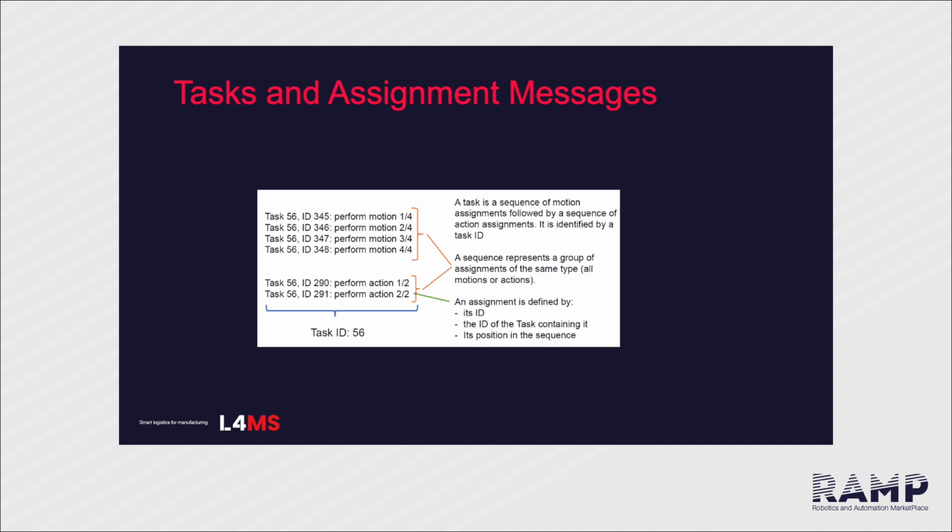So, how would a task look like? Each task is identified by a number, and it is actually a sequence of motion assignments followed by a sequence of action assignments. For example, here we have task 56, performing 4 motions, maybe like turning, moving forwards, etc., followed by 2 actions that can be lifting, for example. All the assignments are defined by an assignment ID, as seen in the picture.